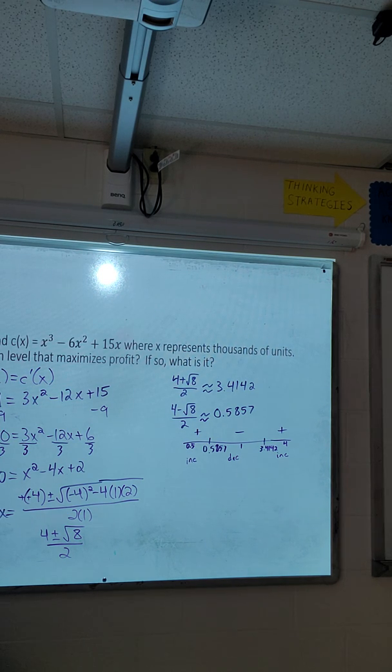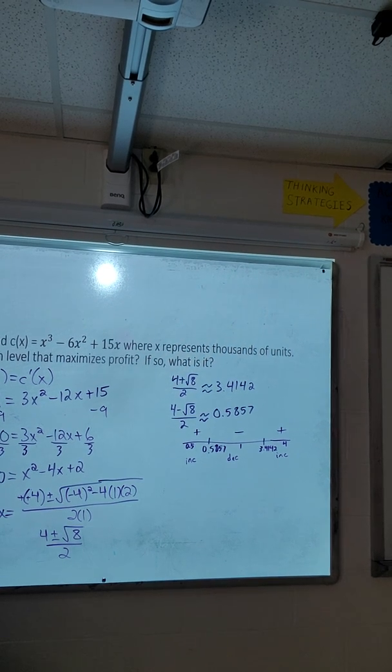When I did that, I flipped everything on its head, because what is profit? Profit is the revenue minus the cost. So I need to really plug my test points, instead of plugging them into this function, into 9 minus that. Because I've got to plug it into my profit function. Profit's equal to revenue minus cost, right? So let's go back and plug them.